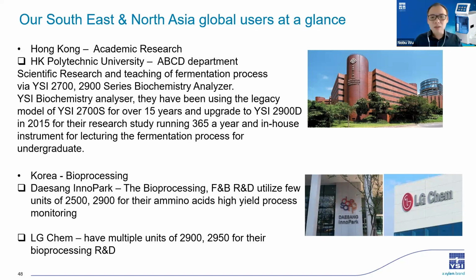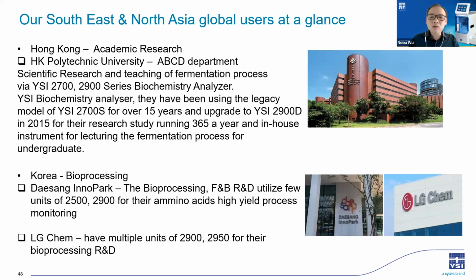In Hong Kong, we have a few customers, but I would like to point out one customer which we find very loyal to us: the Hong Kong Polytechnic University, the Advanced Biological and Chemistry Department. They have been using these analyzers for a long time, beginning with the legacy model, the 2700, for many years, and later upgrading to the 2900. They keep using this 2900 to demonstrate to their undergraduate students and for their postgraduate research, as a lecturing tool. When they have a fermentation section, they utilize this to demonstrate to the students what the nutrient is, what the byproduct is, and if you want to increase the yield, what conditions you need to control in the fermentation process.